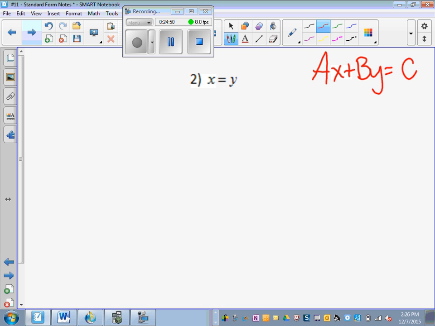We need y to be on the left side of my equation, left side of my equals. Okay, so let's subtract my y over.